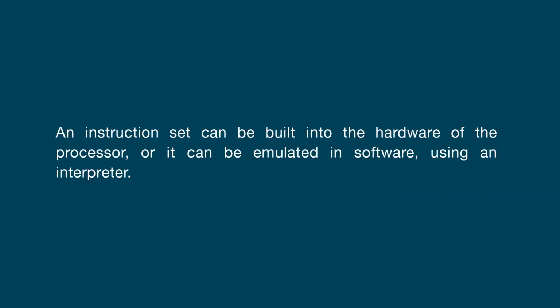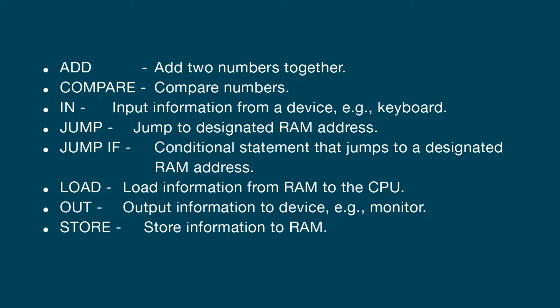Different computer processors can use almost the same instruction set while still having very different internal design. Both the Intel Pentium and AMD Athlon processors use nearly the same x86 instruction set. The instruction set can be built into the hardware of the processor or it can be emulated in software using an interpreter. The hardware design is more efficient and faster for running programs than the emulated software version.